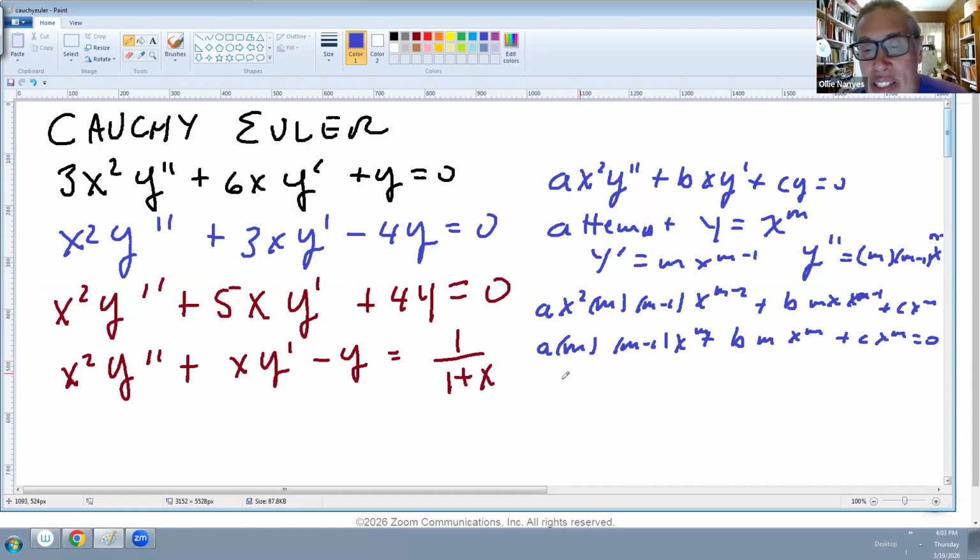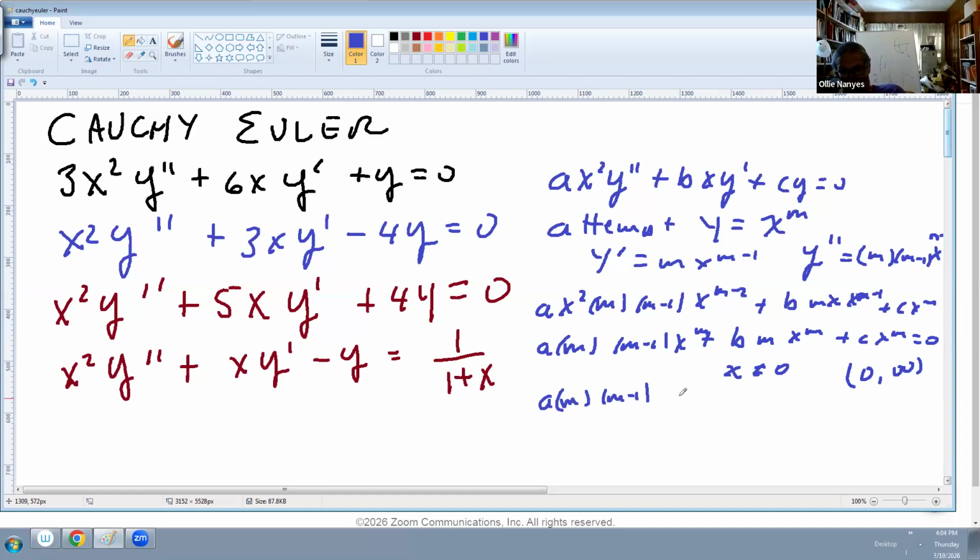Then if you factor out an x to the m, and you assume that x is not 0 here, that's an essential thing for the region of validity. So we're going to take the region of validity that does not include 0 and includes all the positive x's. Divide out by that, because there's x to the m here, x to the m here. You get a m times m minus 1 plus b m plus c is 0.